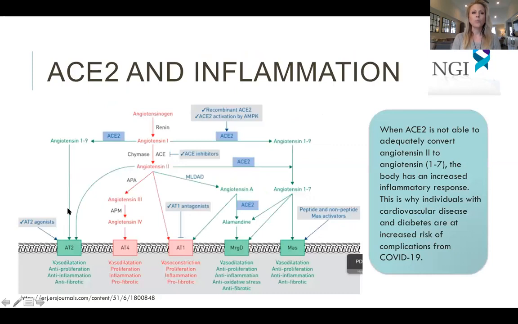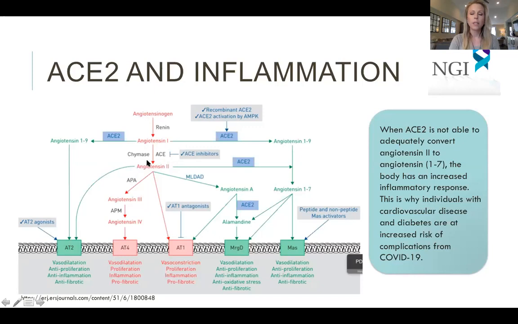All right, so how does ACE do this? So let's walk through the pathway a little bit. So if we start at the top here, we'll basically start with angiotensin 1. So angiotensin 1 comes down through here and is converted into angiotensin 2 through the ACE gene. So this is actually where ACE inhibitors, which you've probably heard about, so this is a blood pressure medicine, actually stops this process from happening.